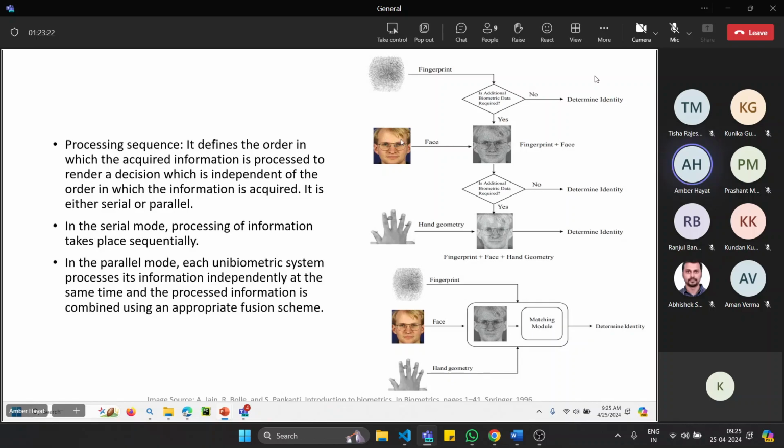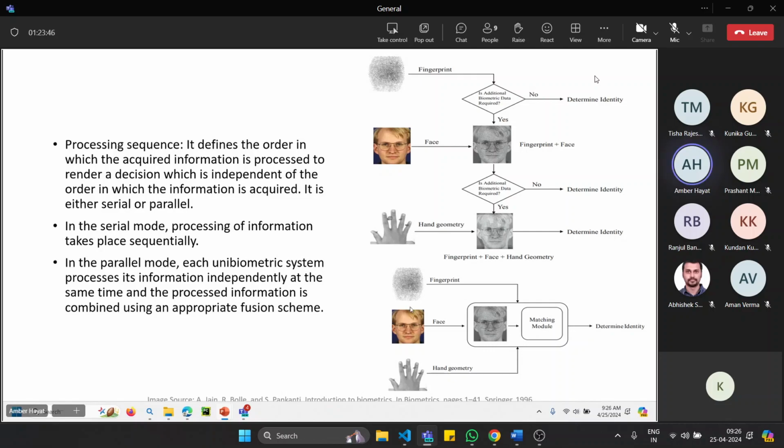For example, face will be required, face will be captured, then these two are captured, fingerprint and face. Now is other additional information required? If it is not required, work on these two algorithms, fingerprint and face, and find out the identity. If additional information is required, then go to another trait which is to be captured, for example here hand geometry, get the trait, and find out the identity of the person.